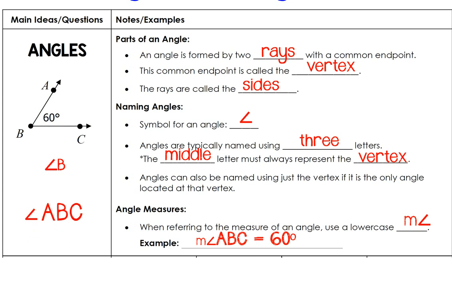Another symbol that we use is this little M, and sometimes it looks like a cursive M like this. When we put it in front of an angle sign, it stands for the measure or the size. So if I were to say M angle ABC, I'm talking about the measure of angle ABC. And as you can see here, the measure is 60 degrees.